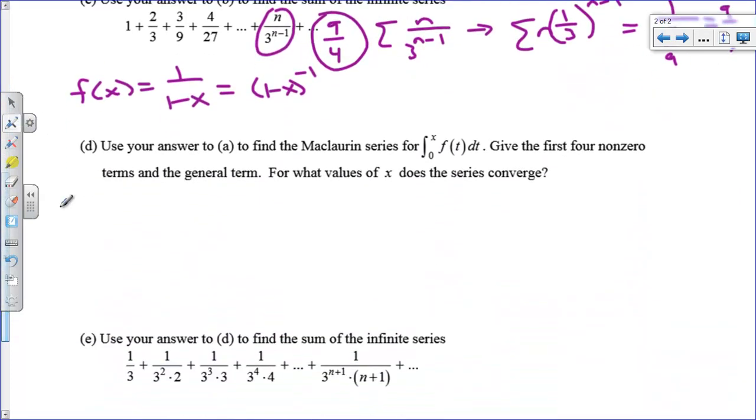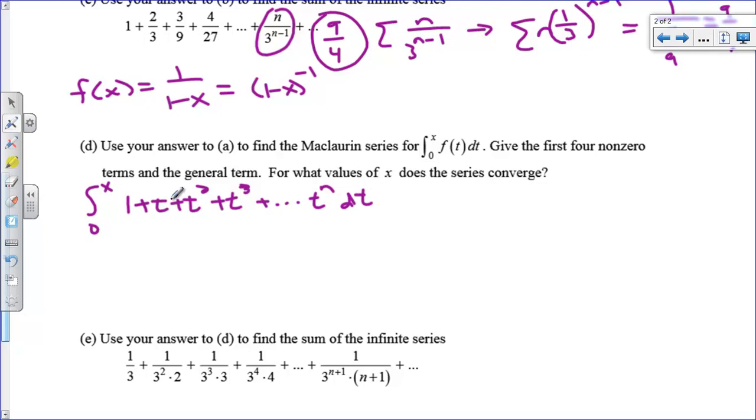Alright, now we're going to do an integral. It says use your answer from A to find the Maclaurin series for the integral from 0 to x of f of t dt. So I'm going to do the integral from 0 to x of f of t dt, which just means replace all of those x's with t's, which is going to give me 1 plus t plus t squared plus t cubed plus ... all the way out to the general term of t to the n dt.